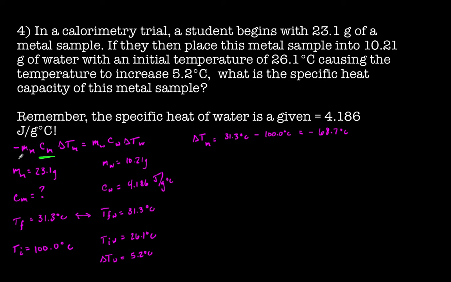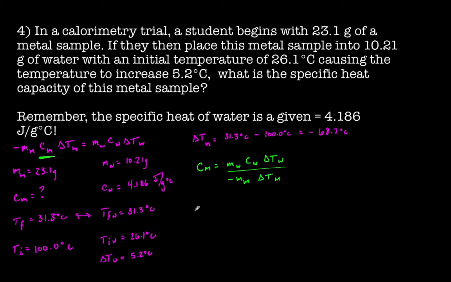So in order to do that accurately, I am going to get rid of the mass of the metal and change in temperature of the metal by dividing it out. I am going to write my rearranged equation as C of M is equal to all of my water values, mass of water, C of water, delta T of water, divided by my negative mass of metal times my change in temperature of my metal. That's going to be my rearranged equation.